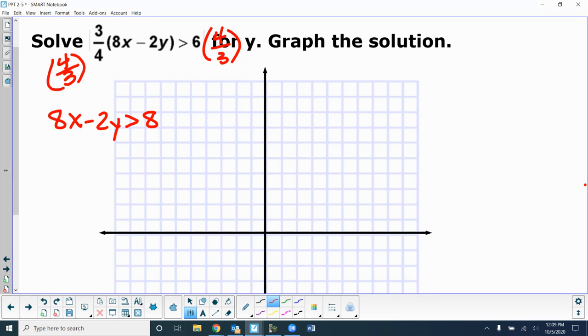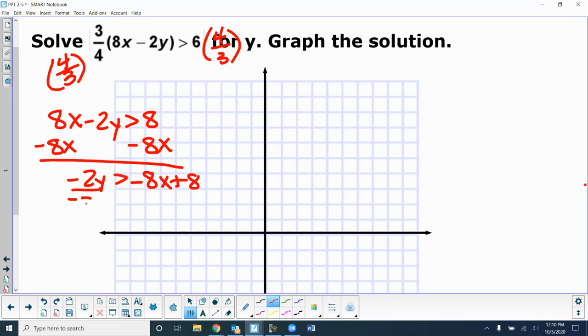So we're going to subtract the 8x and divide by the -2. And once we got rid of that 3/4, it made everything a lot easier, didn't it? But what do we got to remember? We divided by -2. It becomes less than, right? Because we divided by a negative. Did you remember that detail? Okay, don't forget that detail on Wednesday.